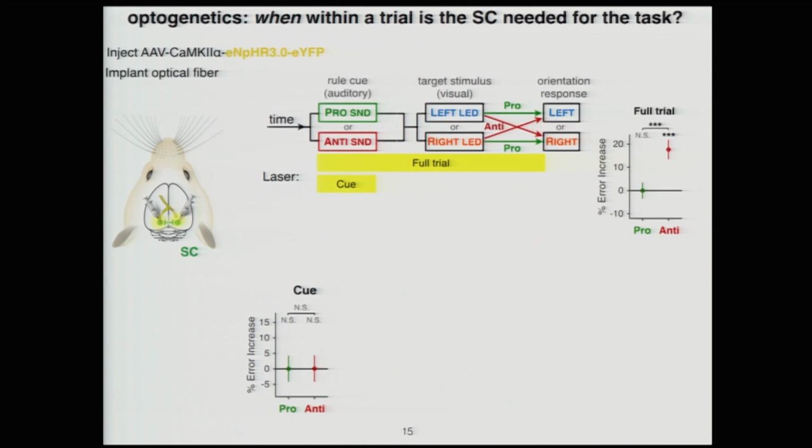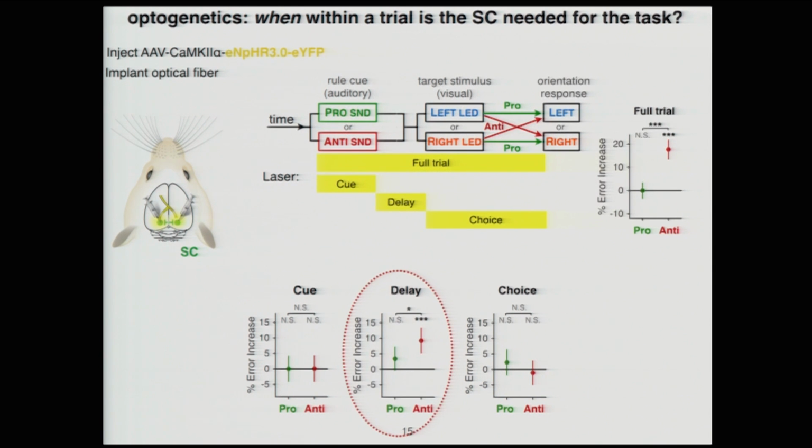So if we inactivate during the cue period, when the pro sound or the anti-sound is playing, we found no effect. And if we inactivate once we've turned on that side light, or what we call the choice period, again, we found no significant effect. But it was when we inactivated during that delay between having played the rule sound and the target light going on that we found the effect. And it was the same type of effect as when we did the full trial. In other words, significantly increased error rates on anti, not significantly increased error rates on pro, and a significant difference between the two. So there's something special that's happening during that delay period.